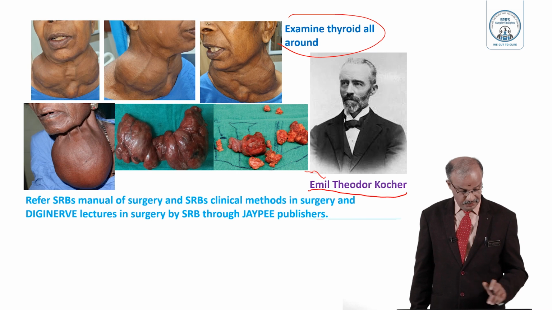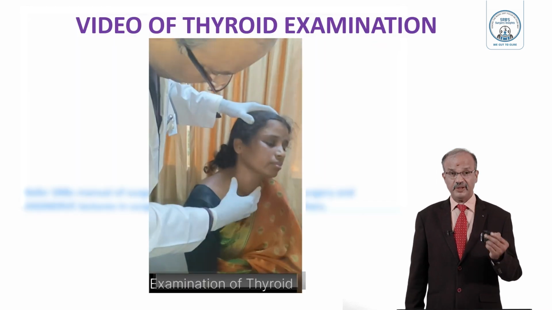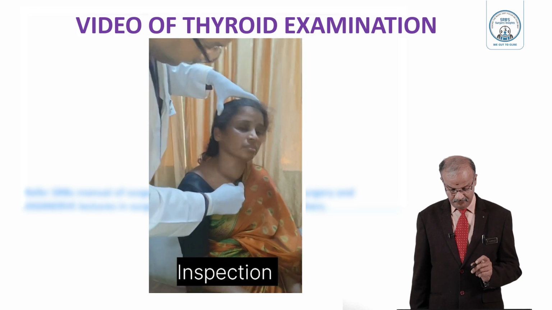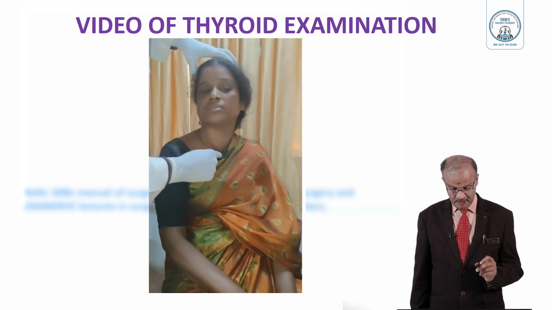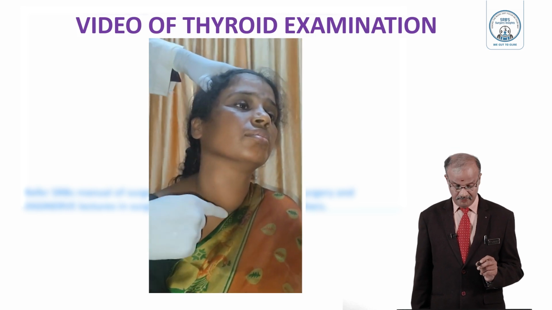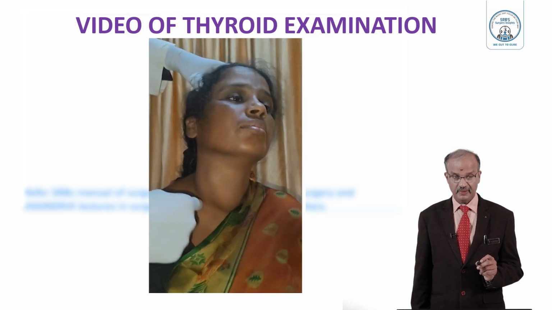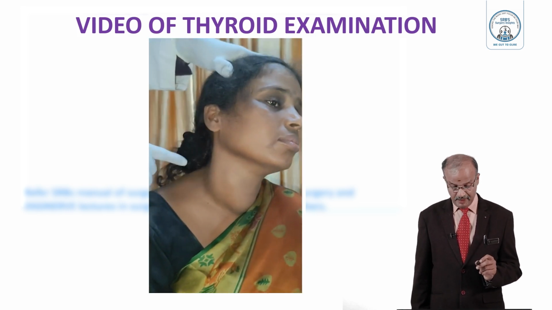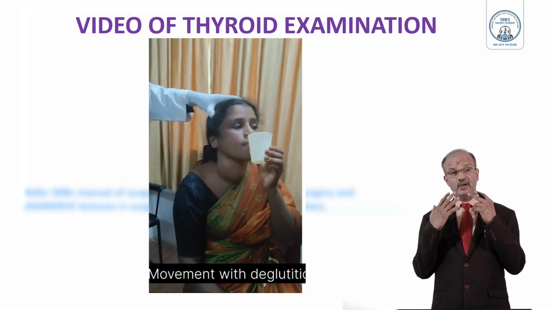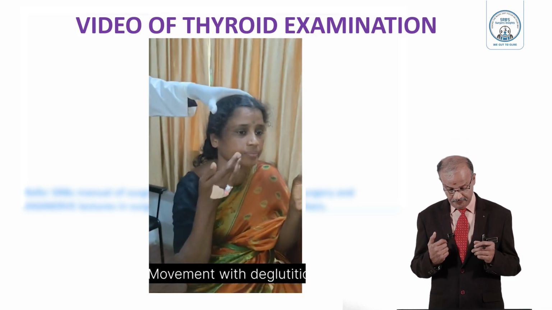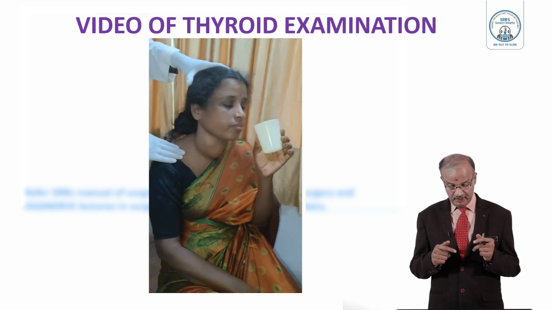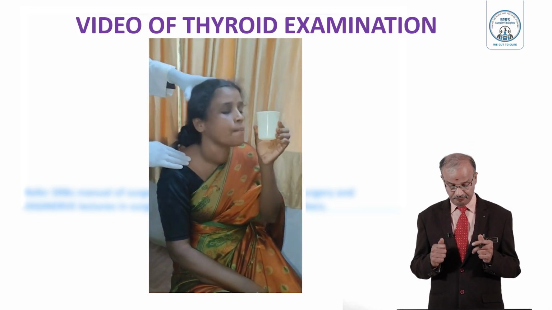So just see the video of the thyroid examination. See the inspection all around, important, the lower border. See that? Side, neck areas, back, different levels, the entire thyroid, lateral lobe, trachea, everything. That's important, how to inspect all around. Then ask the patient to drink water.